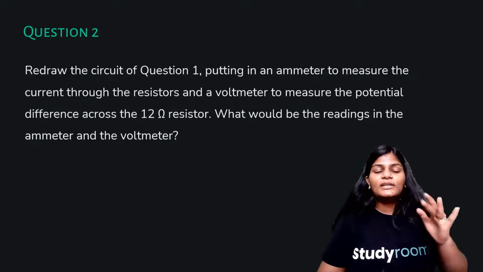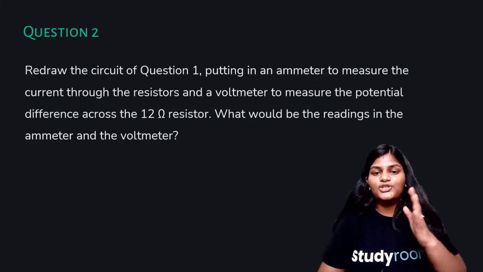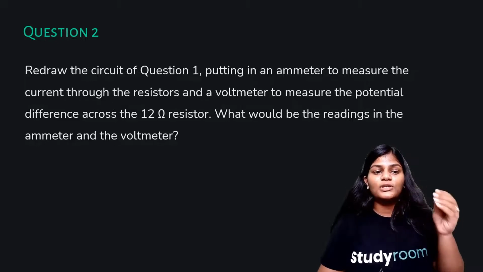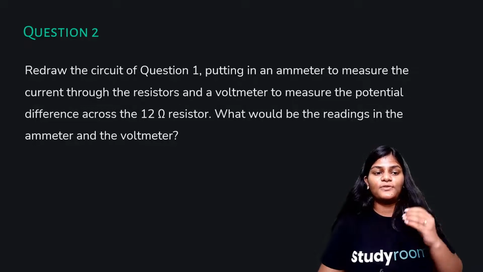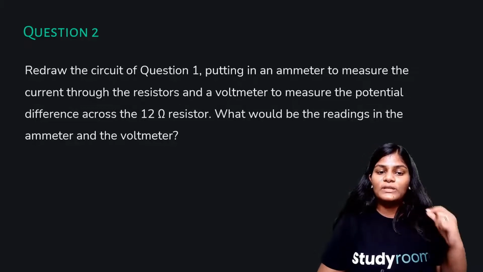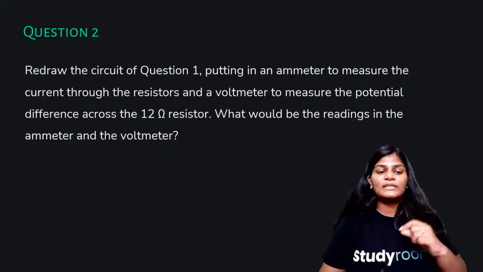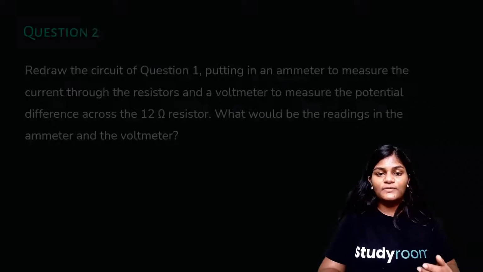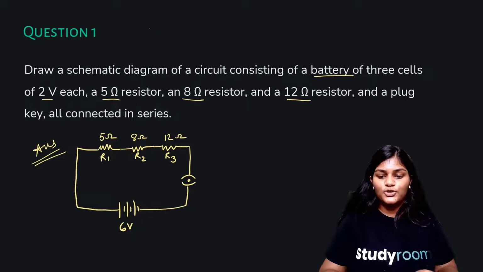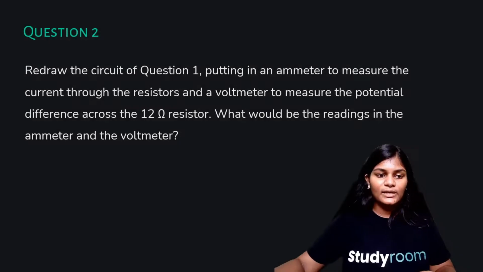So it says, redraw the circuit of question 1, putting an ammeter to measure the current through the resistors and a voltmeter to measure the potential difference across the 12 ohm resistor. What would be the readings in the ammeter and voltmeter? So it means the question that we did just now, this question that we drew. So we'll just draw the circuit again.